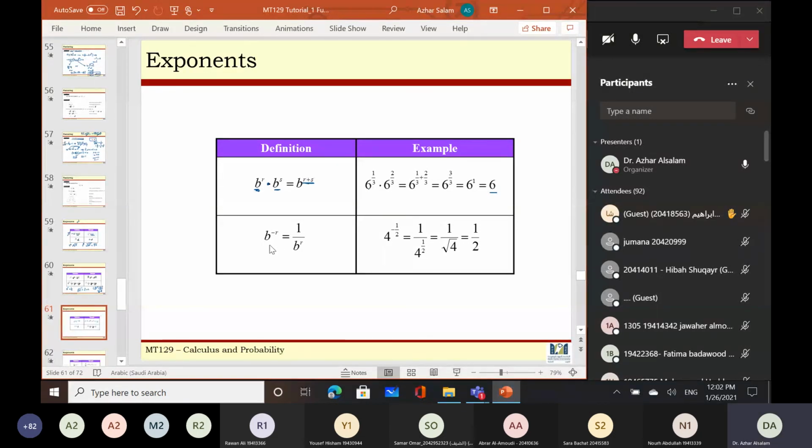And as I said, if it's in minus, I just take the reciprocal. Okay, for example, 4 to the power minus half, minus means I take the reciprocal, and the exponent here is a rational number. This means it is a root. The half is the square root. Okay.